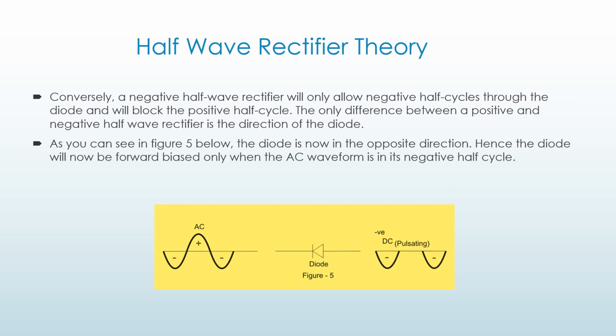Conversely, a negative half wave rectifier will only allow negative half cycles through the diode and will block the positive half cycle. The only difference between a positive and a negative half wave rectifier is the direction of the diode. As you can see in the figure below, the diode is now in the opposite direction. Hence the diode will now be forward biased only when the AC waveform is in its negative half cycle.